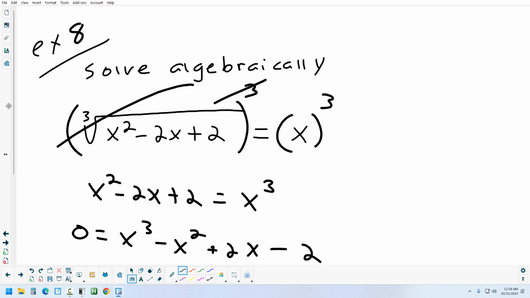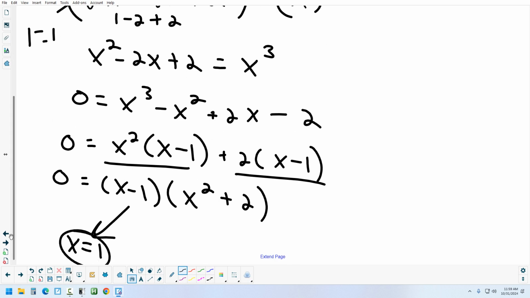Well, let's try it. 1 squared is how much? 1. 2 times 1? 2 plus 2. What's 1 minus 2? Negative 1 plus 2? 1. What's the cube root of 1? So we get 1. Now plug in the number we just found over here. What's 1 cubed? 1. So yeah, it works fine. So the answer to that one is 1.